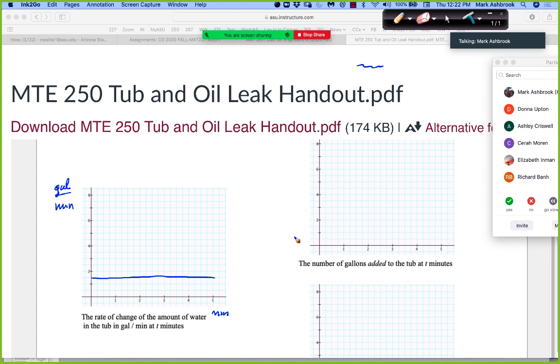Okay, cool. So breakout room number 2. Who was in number 2? Okay, Sarah, who are you with? Yeah, that was me and Ashley. I don't know if it was 2 or 3. All right, whatever. So Sarah and Ashley next. So this is the number of gallons added to the tub after t minutes. What did you guys come up with for that?